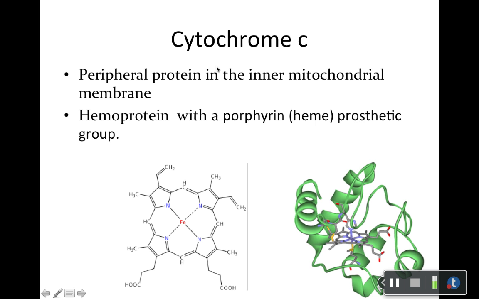Cytochrome C is a protein. It's a peripheral protein, which means that it's loosely attached to the inner mitochondrial membrane. It's a hemoprotein, which we talked about today in class. Those are proteins that have succinyl-CoA as a precursor. This is the structure of a heme group. It has an iron center, and iron is an excellent electron binder. This is what the heme group looks like as part of a protein.